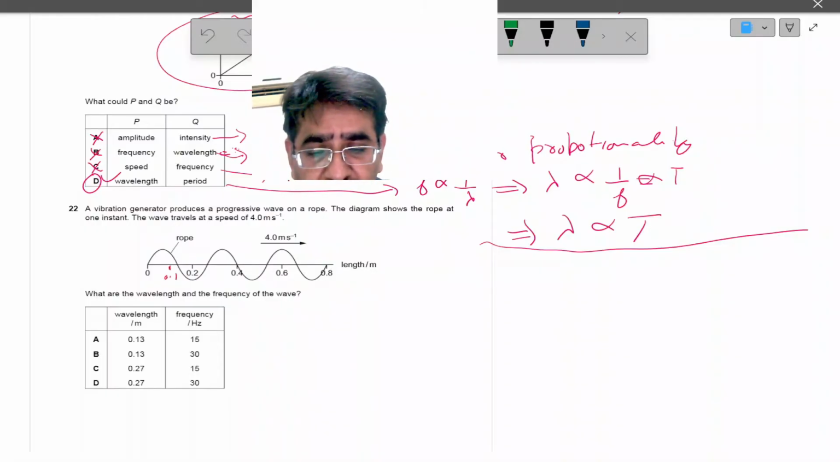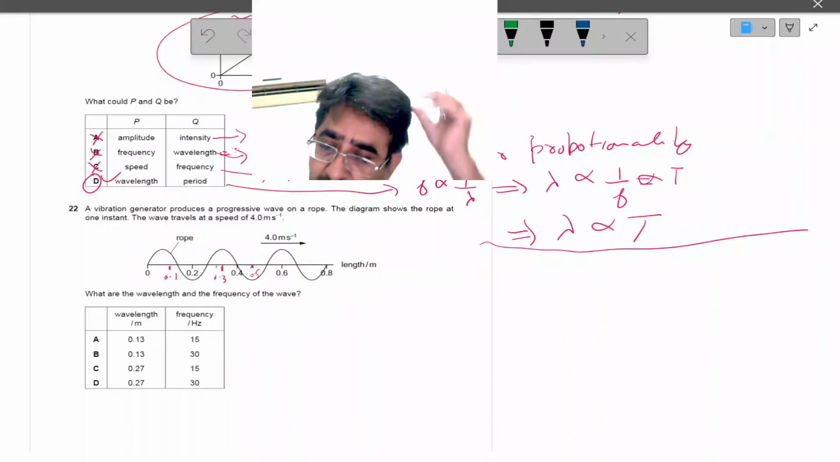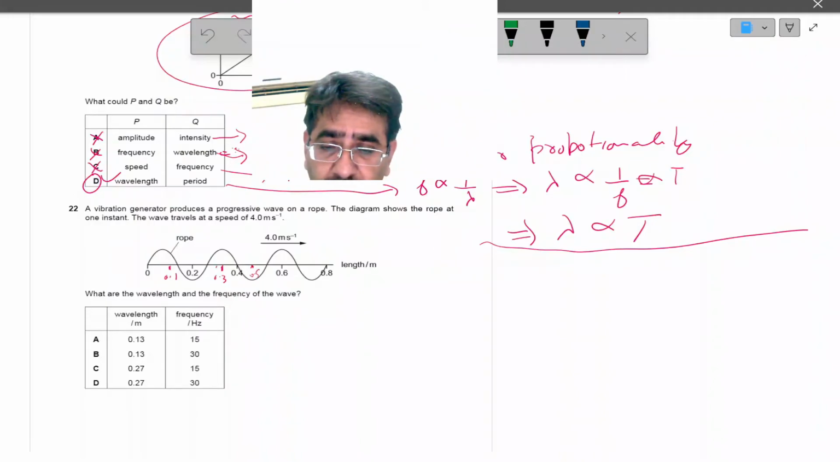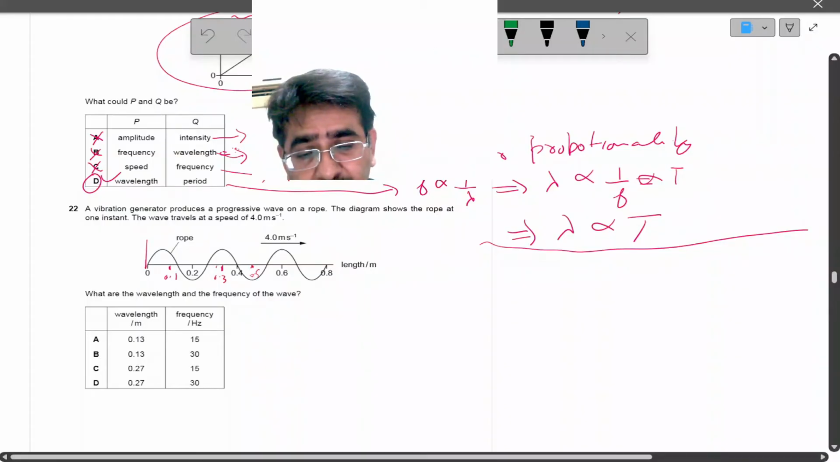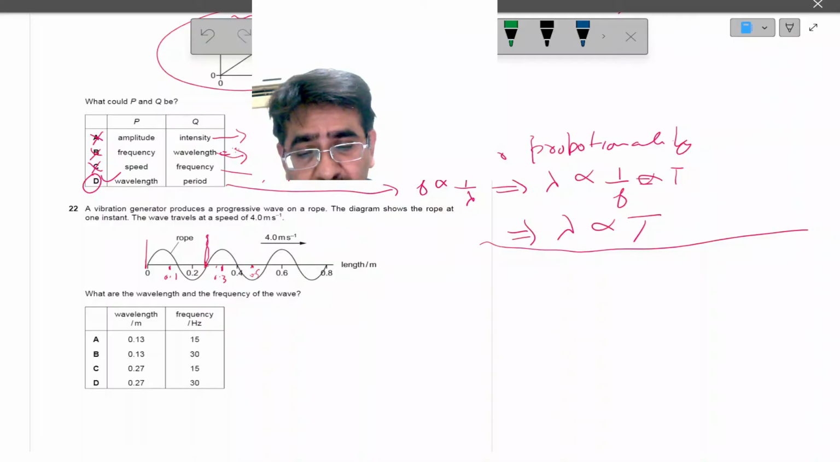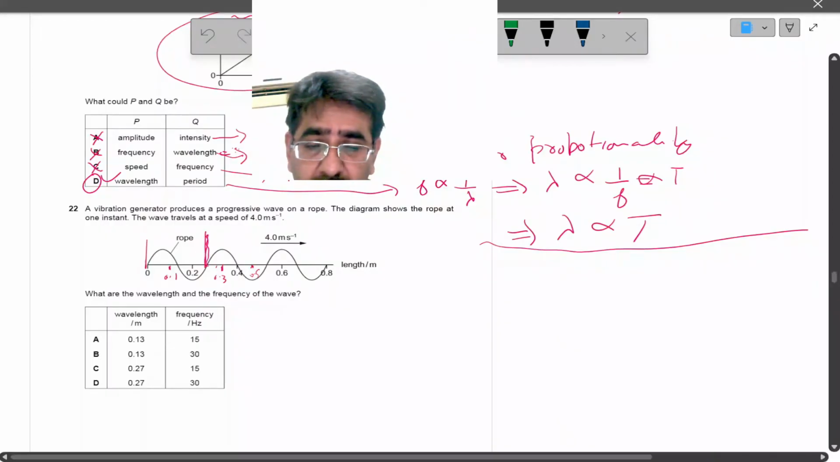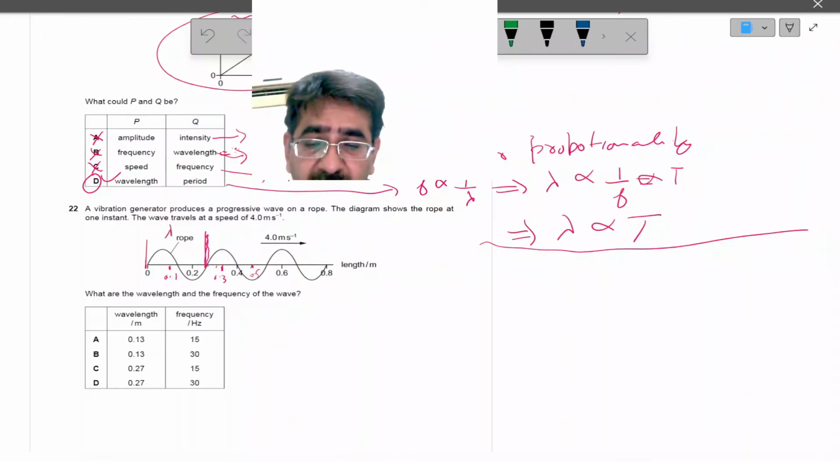Approximately this is 0.1, this will be at the center, this will be 0.3, and this will be 0.5. So if we consider this as a wavelength, this will be the wavelength.